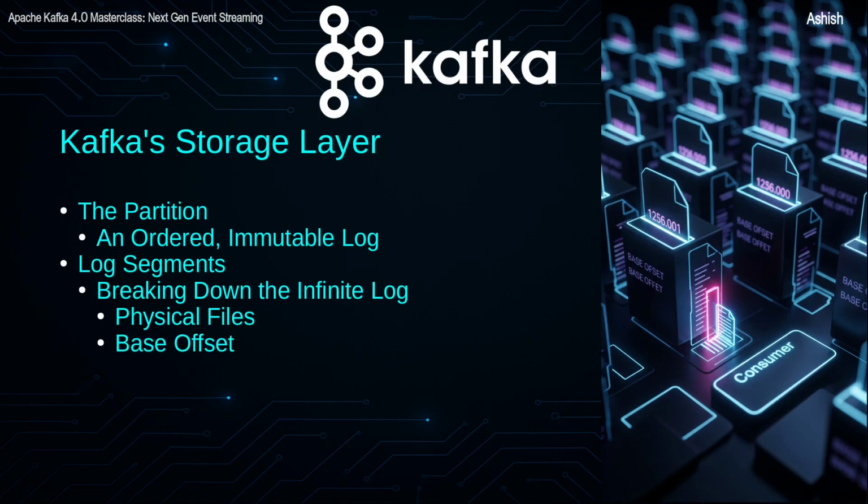Each log segment file is named after its base offset, the offset of the first message in that segment. When a log segment reaches a certain size, log.retention.bytes, which is default to 1 GB, or a certain limit like log.roll.hours, which is default to 7 days, Kafka rolls the segment. This means it closes the current active segment and creates a new empty segment to append new messages to.